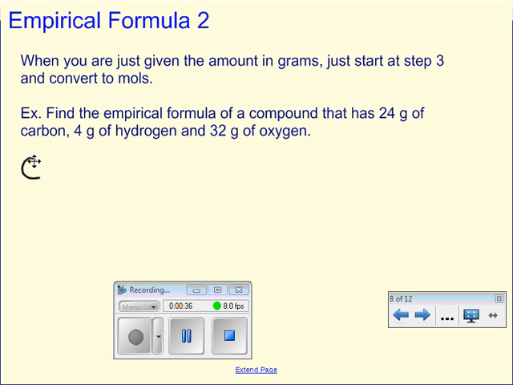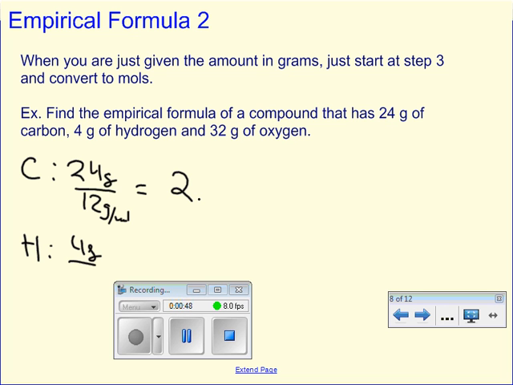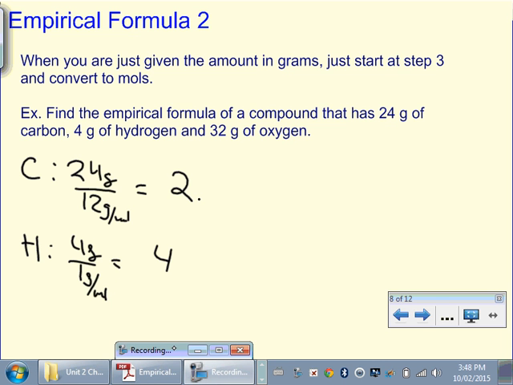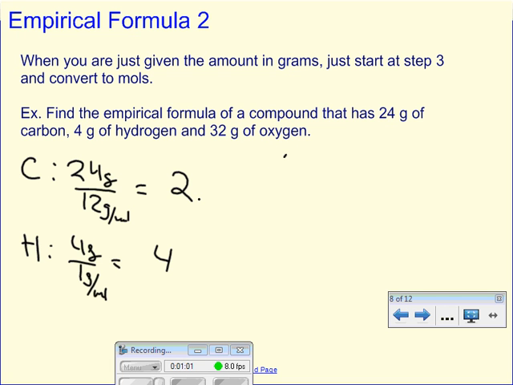Carbon: if we have 24 grams, let's just convert that to moles. Divided by 12 grams per mole, that gives us 2. Hydrogen: 4 grams divided by 1 gram per mole gives us 4. And then we have oxygen: 32 grams, 16 grams per mole. That also gives us 2. So we have 2, 2, and 4.